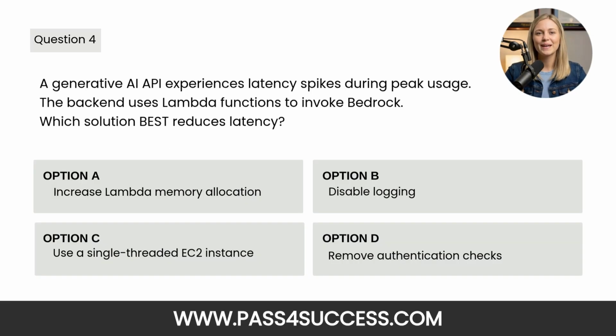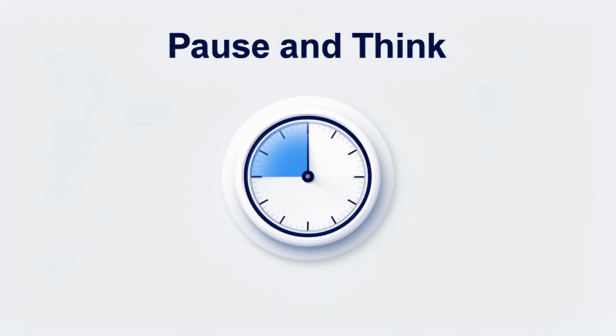Question 4. A generative AI API experiences latency spikes during peak usage. The backend uses Lambda functions to invoke Bedrock. Which solution best reduces latency? A. Increase Lambda memory allocation. B. Disable logging. C. Use a single-threaded EC2 instance. D. Remove authentication checks. Take a few seconds to think.